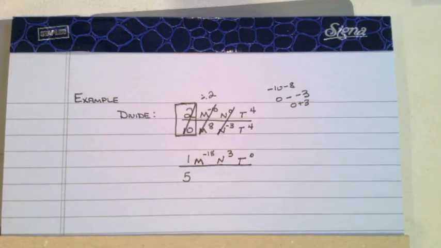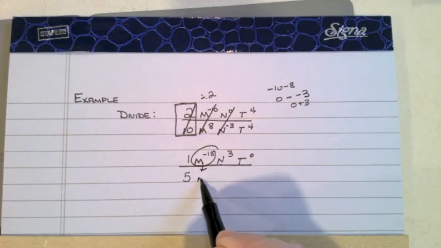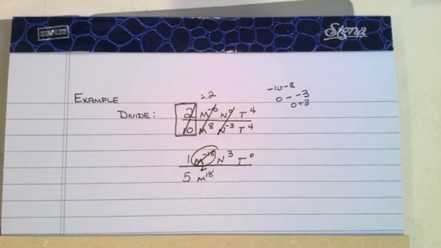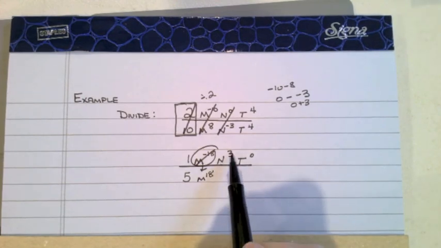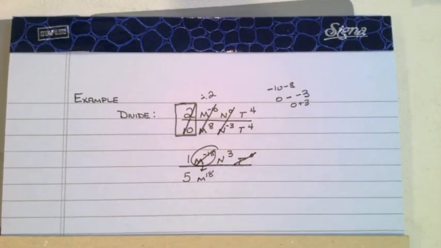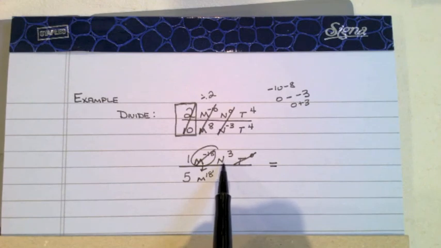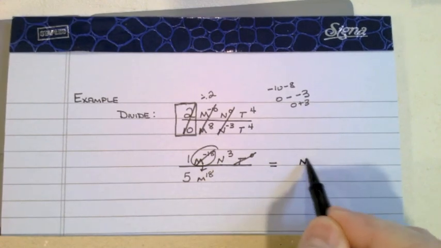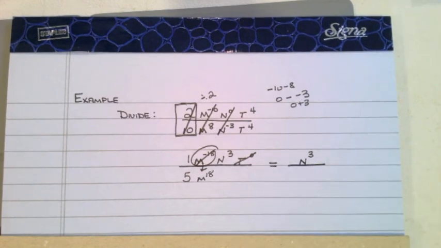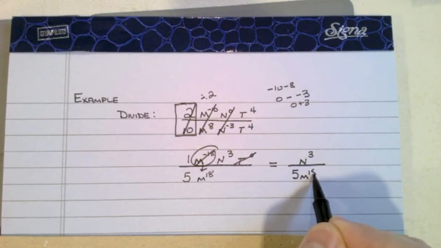Now I need to clean this up. Anything that has a negative exponent needs to be moved in the bottom, and the exponent needs to be changed to positive. That one needs to be moved. This one doesn't need to be moved. It's a positive exponent. And t to the 0 means there are no t's in my answer. I don't need this 1 because I have something else up there. N to the 3rd power is the only thing I have left over in the top. What do I have left over in the bottom? 5m to the 18th power.